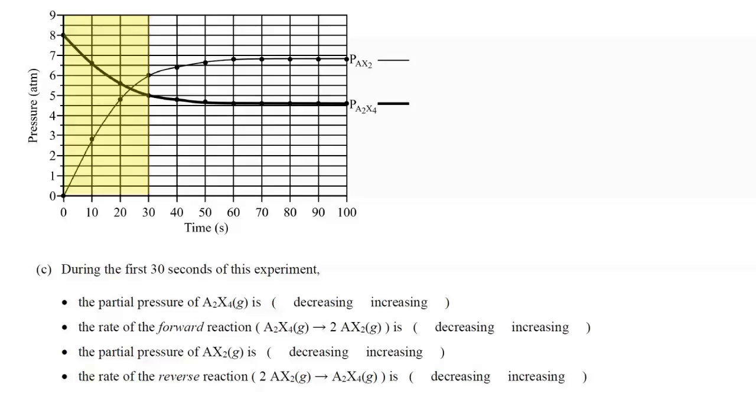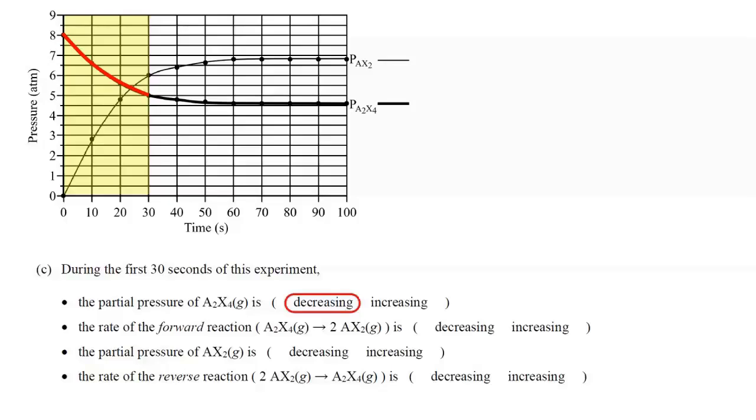It says the partial pressure of A2X4, again, that was the reactant. It began, as you can see highlighted on the graph, at a partial pressure of 8 atmospheres. And then at 30 seconds, the partial pressure has decreased to 5 atmospheres. So the partial pressure is decreasing.